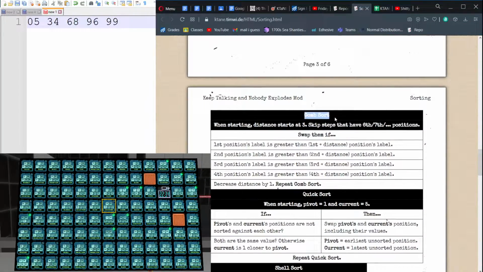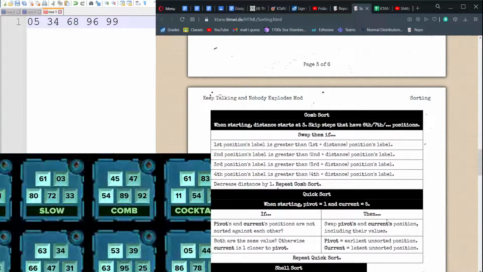Comb Sort. Alright. What we're going to do is this one we're going to oscillate from left to right. And we have a quote-unquote distance. It says distance, it's more of an offset. We compare the current number with the number that is its position plus the offset. And we swap the two if the left one is greater than the right one.